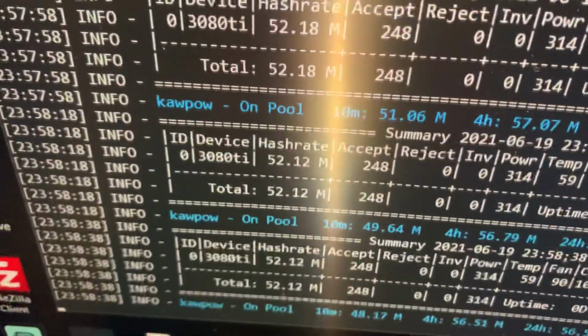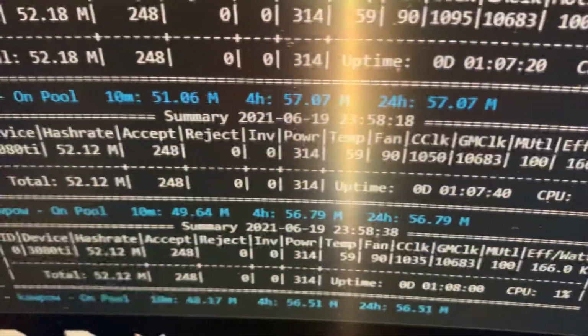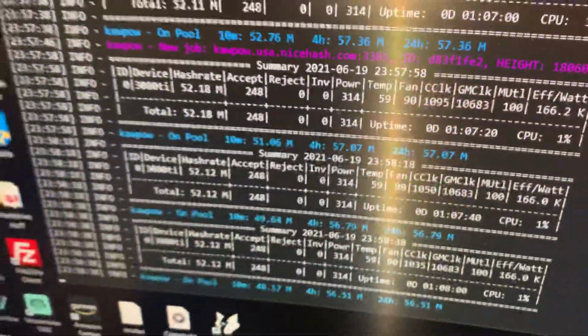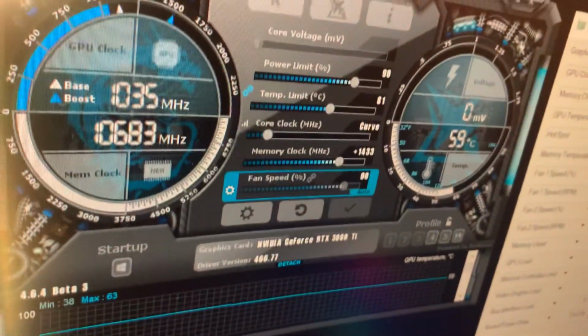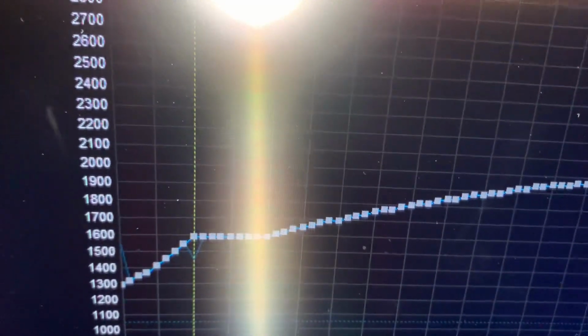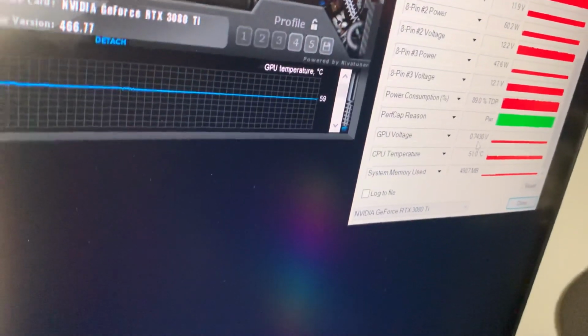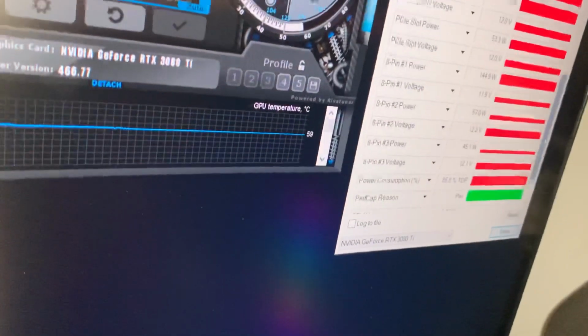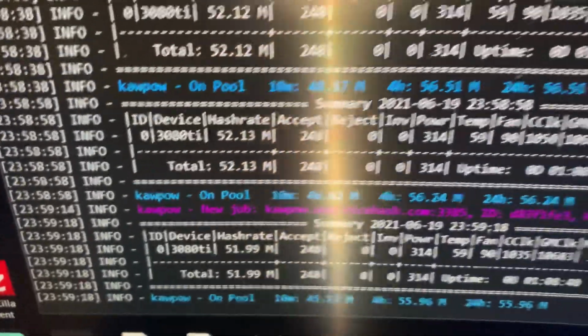Now it's at 750 millivolts. I'm getting around 52 mega hash. You can see everything there. Now, if I go to my Afterburner, there it is. You can see I did 1433 on the memory, 90% power limit, and we're right around 1600 megahertz, 750 millivolts. Now, that doesn't really matter because for some reason this coin always locks at 750 or lower. Just my case, I know everyone's different, but right around 52 mega hash.